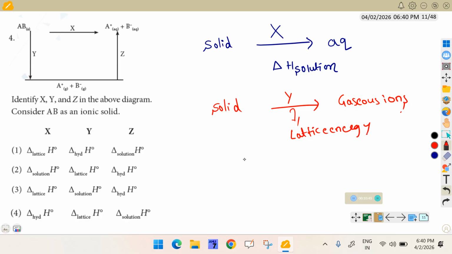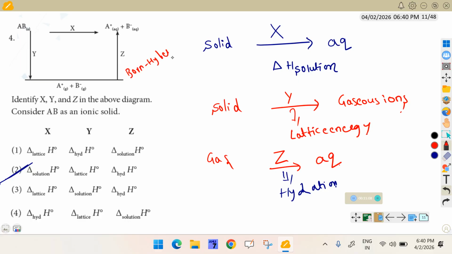Next, gaseous ions are converted to aqueous form. That is considered as hydration energy. Based on this, you can check the second option. This is the Born-Haber cycle concept. The Born-Haber cycle concept is there in the thermodynamics lesson.